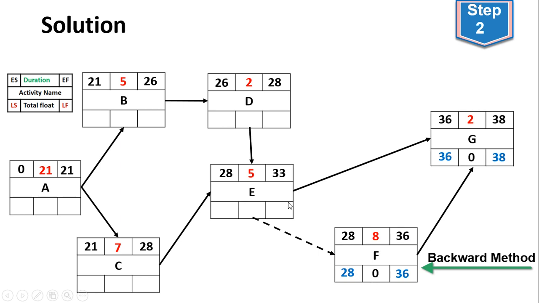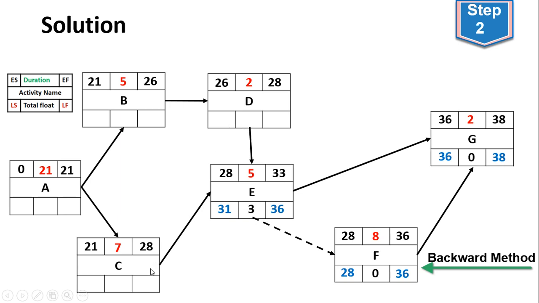So we go to activity E. Remember, I told you both of these come from the same activity, so their late finish is the same. The late finish of activity E also is 36, and the latest start is the difference between 36 and 5, which is 31, and the float is the difference between 36 and 33, which is 3.